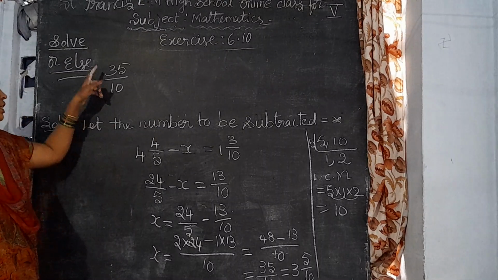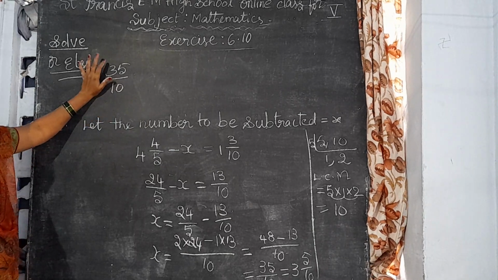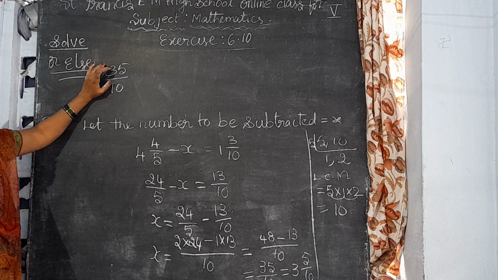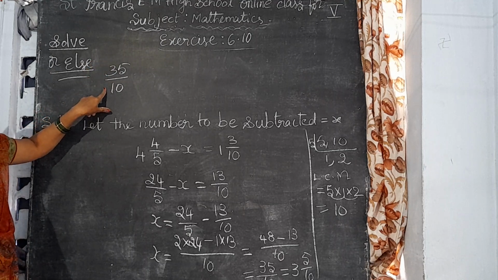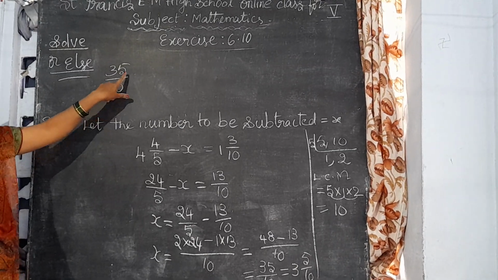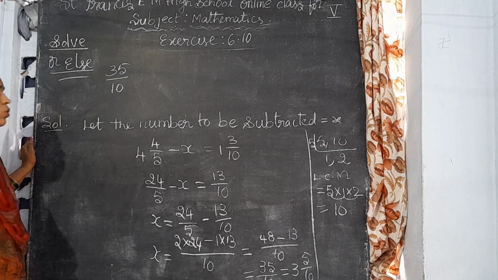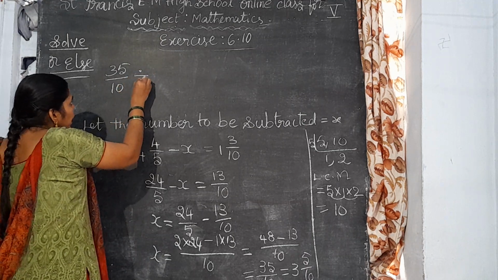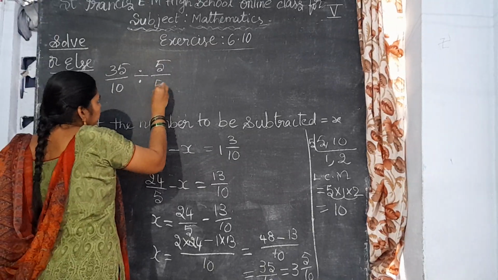Or else this can be written as 35 by 10. You should convert into lowest terms. Which table will go in these two numbers, we have to see. 5 table will go, because you know the divisibility rule: one's place digit must be 0 or 5. In those two numbers, 5 table will go. So, both numerator and denominator you should divide by 5.